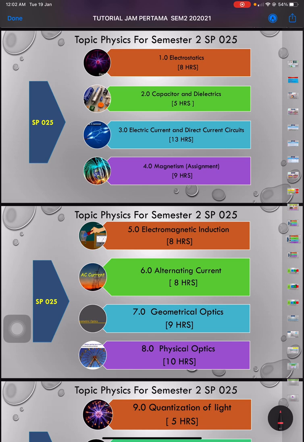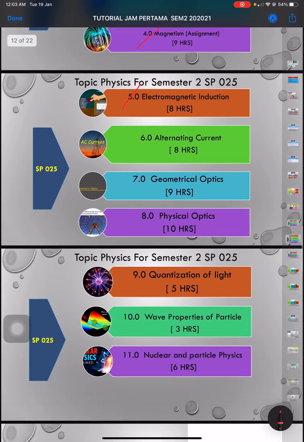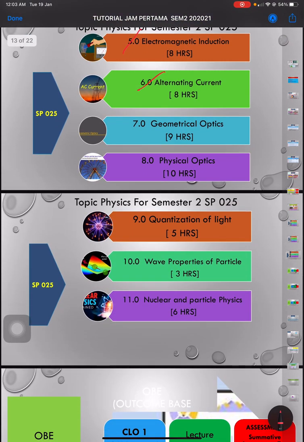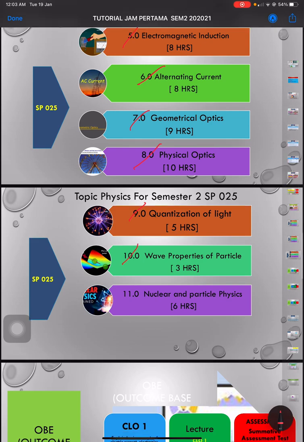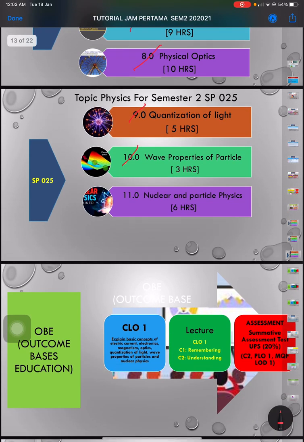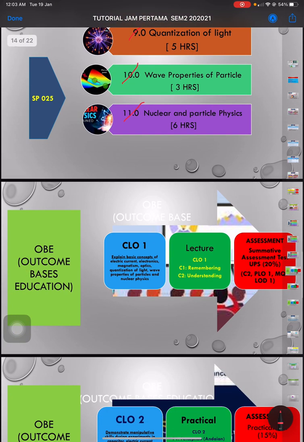First chapter is electrostatic. Second is capacitor and dielectric, electric current and direct current circuit, magnetism, electromagnetic induction, alternating current, geometrical optic, physical optic, quantization of light, wave properties of particle, and last but not least, nuclear and particle physics. Now we are learning based on OBE, outcome based education.